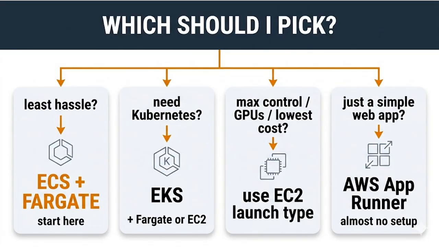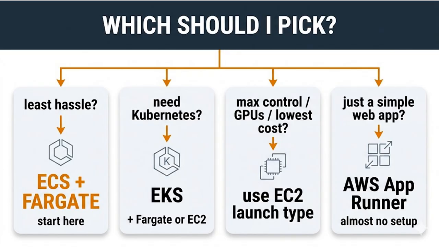Let's make the decision dead simple. If you just want to run containers on AWS with the least hassle, ECS with Fargate. Start there, it covers most apps. If you specifically need Kubernetes for portability, your team skills, or the ecosystem, EKS, with Fargate if you want 0 servers, or EC2 if you want full control.